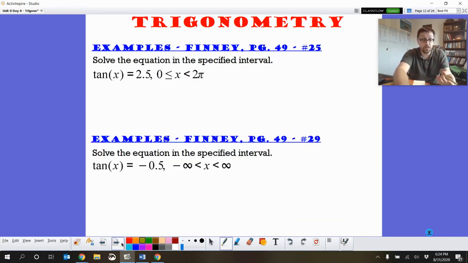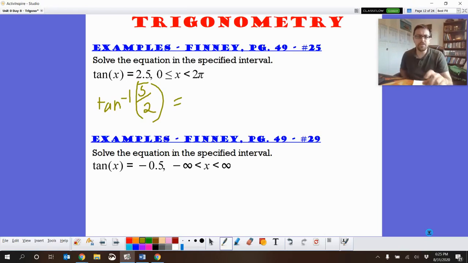This one's a little bit closer to what we've done on the oral exam. 2.5, I can make it 5 over 2. So that one's a little bit outside of the range of what I know. I don't know of 5 halves. That doesn't pop up on me. I know square root of 3 over 3, I know 1, and I know square root of 3. But 5 halves, I don't know that one. So I'm just going to use inverse tangent. And I'm going to do this one on my calculator.